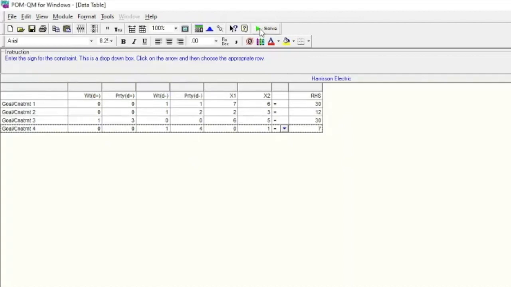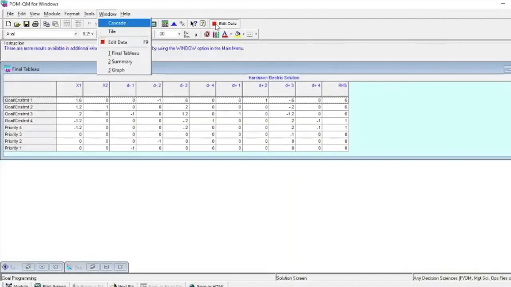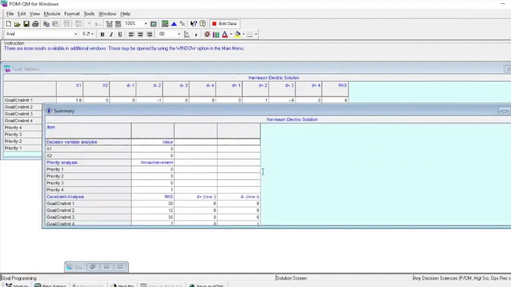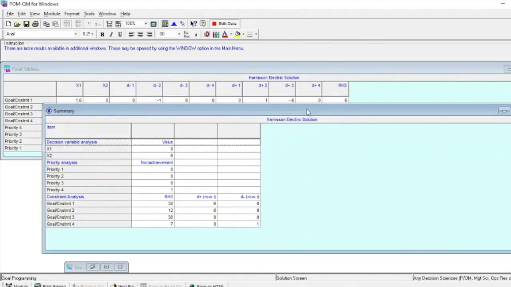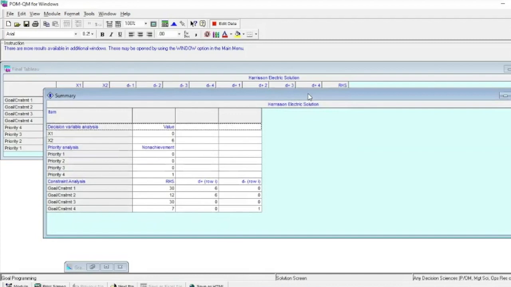We can now click the solve problem. And automatically, it will give us the final tableau. So, this is the final tableau. And don't mind this. The final answer is here. Just open this tab. And it will say to you that the final decision for the variables x1 and x2 should be 0 and 6.